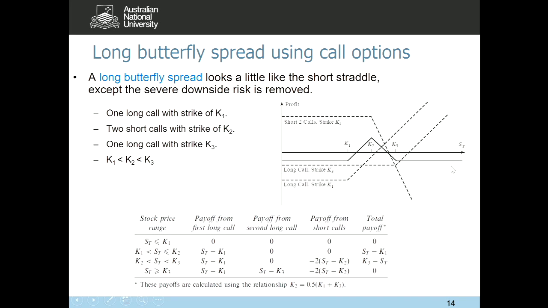And if you look at the two sides, we managed to cap the loss, right? Our loss at the right-hand side is no longer unlimited, but we set a floor as to how much we're going to lose.